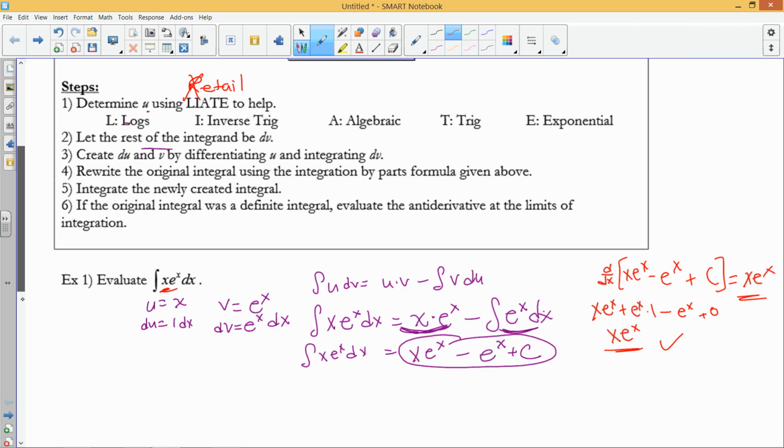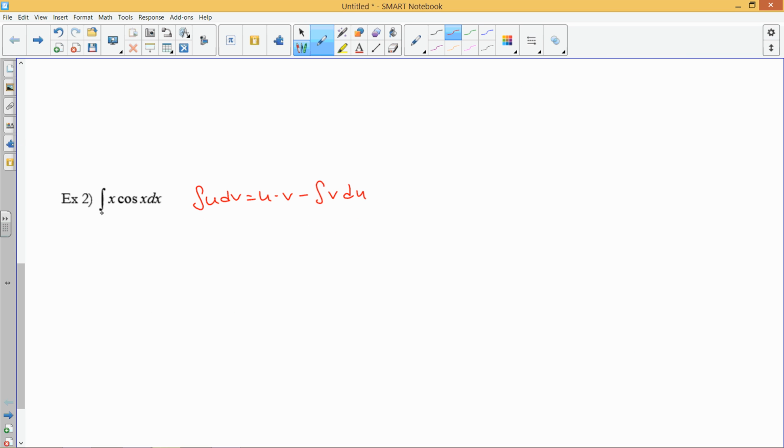So coming back here, I have to do LIATE. Do I see logs? Nope. Inverse trig? Nope. Algebraic? Yes, I do. I have an x there. So u is going to be x, and then everything else is going to be dv. Then du, the derivative of x, is 1 dx. The antiderivative of cosine x is going to be sine of x.